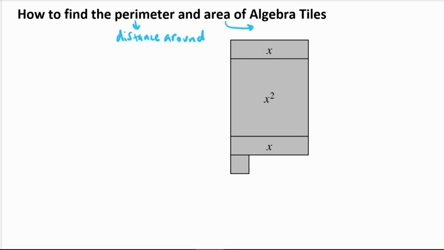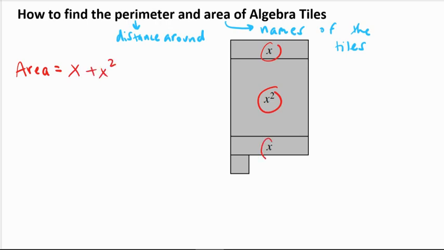Alright, so let's write that down. So the area is just the names of the tiles. Okay, so let's start with area because that one's a little bit easier. Okay, so again, it's just the names of the tiles. So I have an X tile, I have an X squared tile, I have an X tile, and then I have a unit, which is just 1, so put +1.